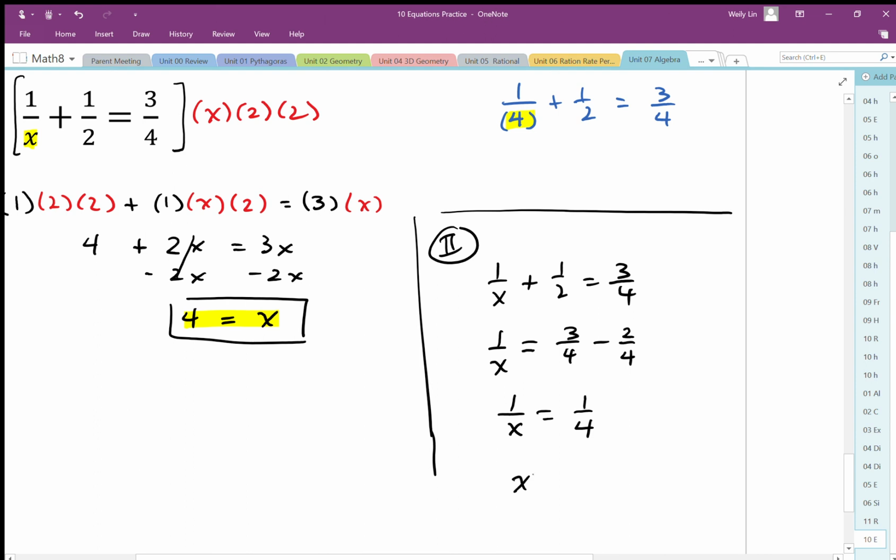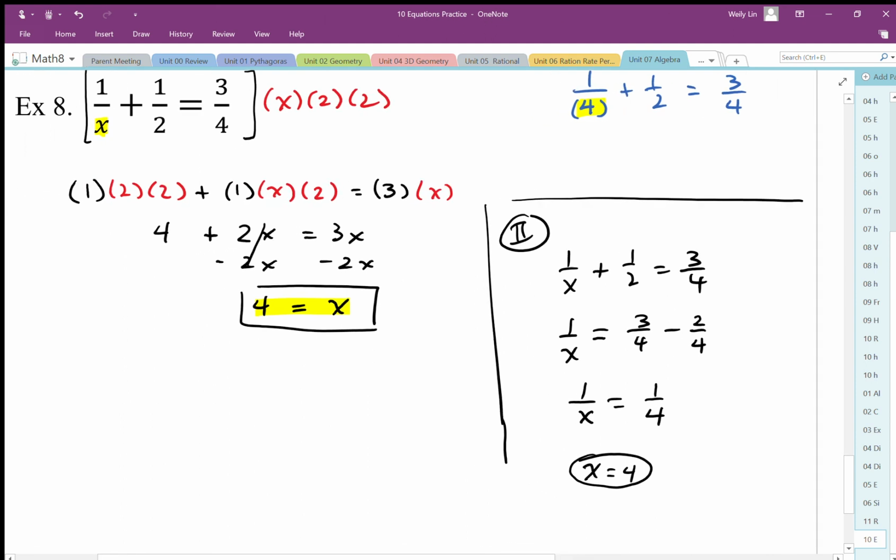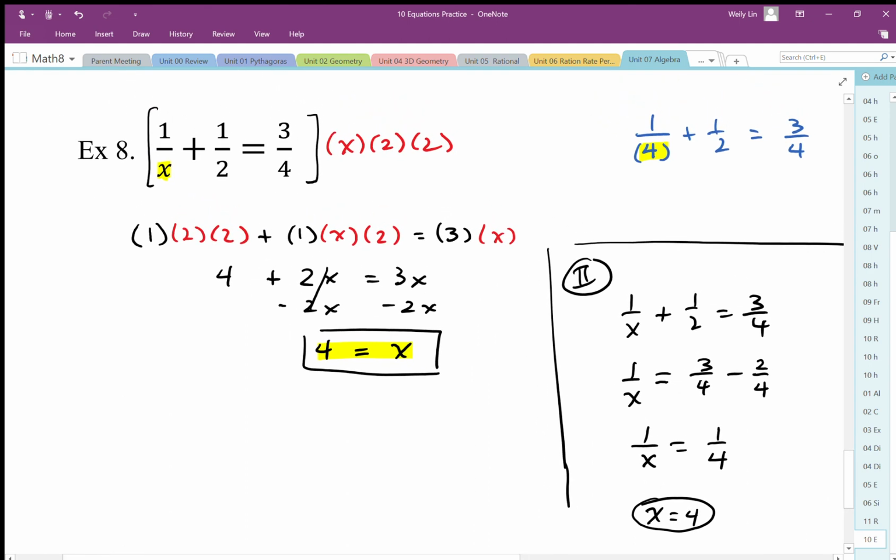So we could have solved this as a proportional equation as well. But what we're working on is this algebraic strategy of trying to get x all by itself. So although this does work, this is what we're focusing on.